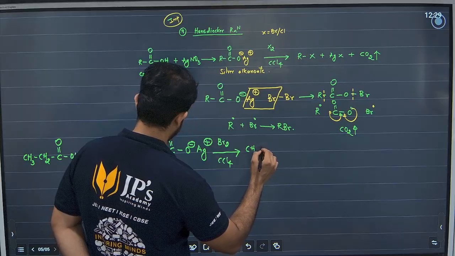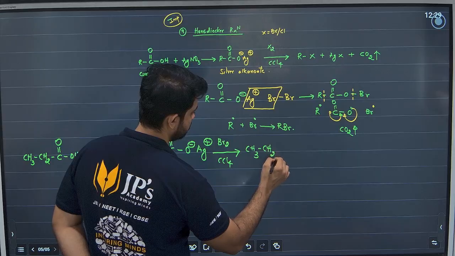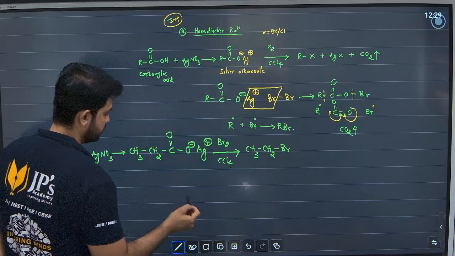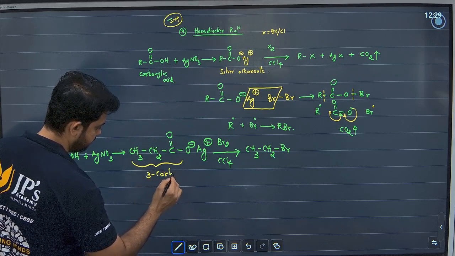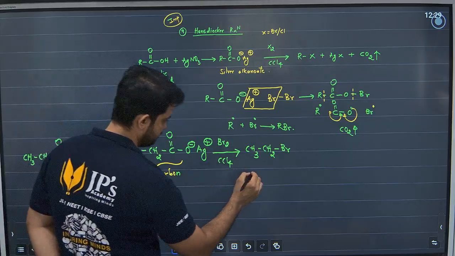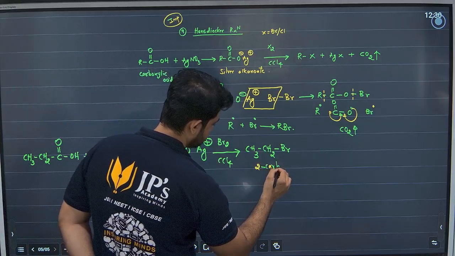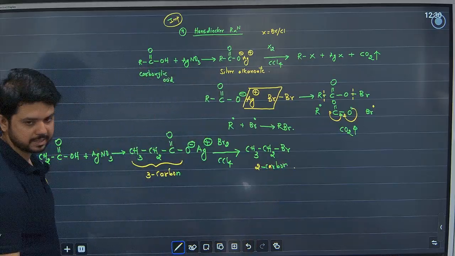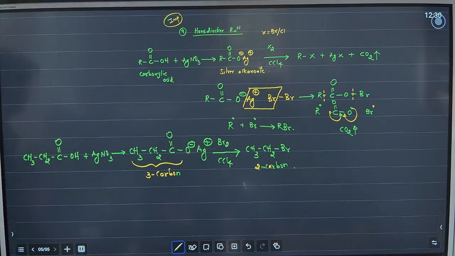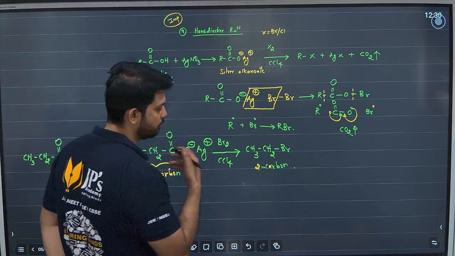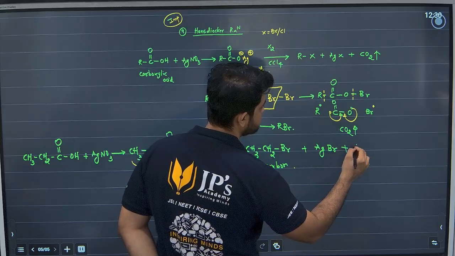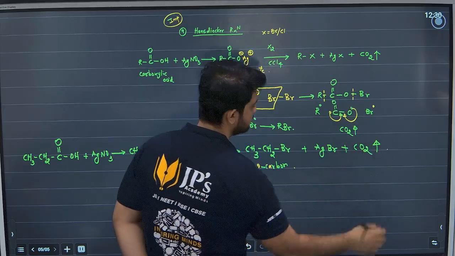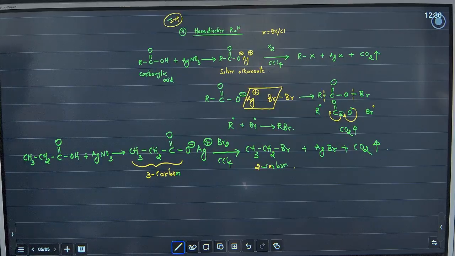CH3CH2Br. So the acid had how many carbons? But the bromoalkane that we get, the 2 carbon wala bromoalkane, that's why we say that this reaction is used to decrease carbon chain. Plus what do we have? AgBr plus we have CO2. Did you get that? Yes or no?